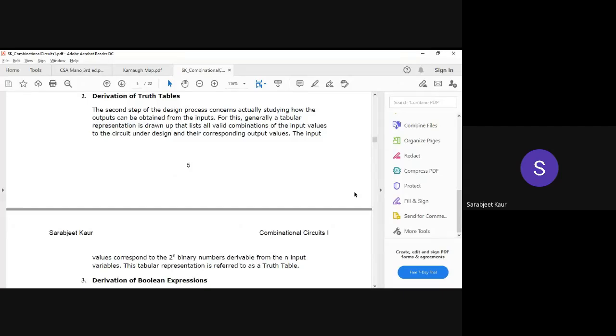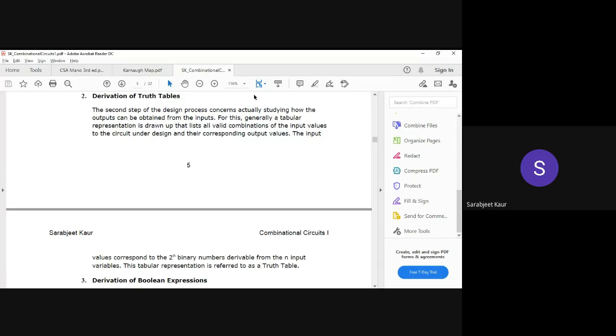Yes, Dipali, can you please read? The second step of the design process concerns actually studying how the outputs can be obtained from the inputs. For this, generally a tabular representation is drawn up that lists all valid combinations of the input values to the circuit under design and their corresponding output values. The input values correspond to the 2 to the power n binary numbers derivable from the n input variables. This tabular representation is referred as a truth table.